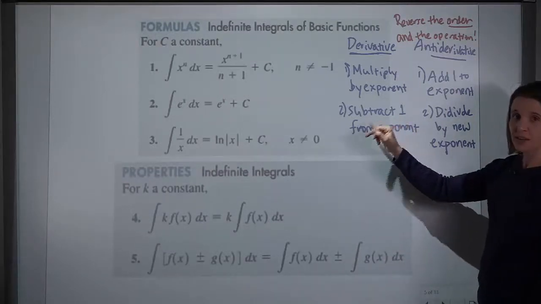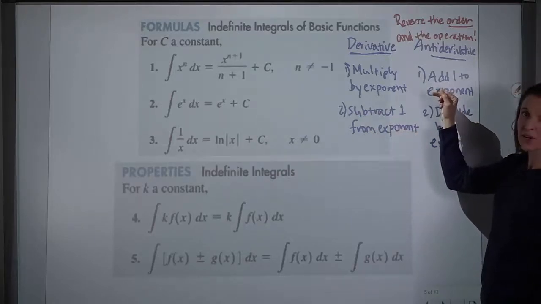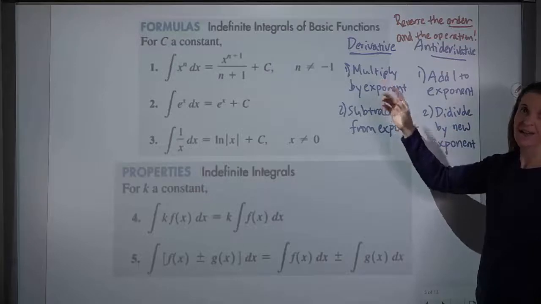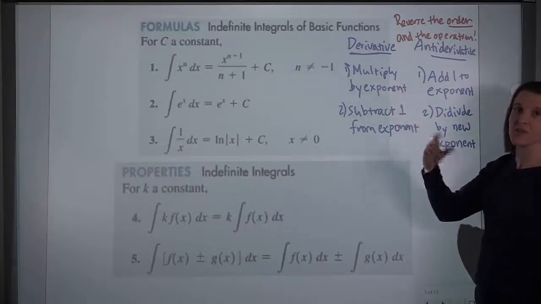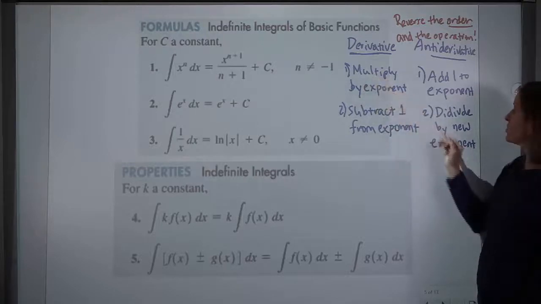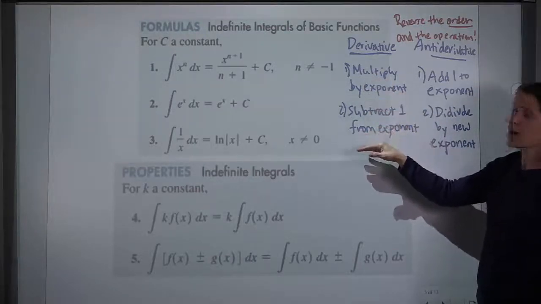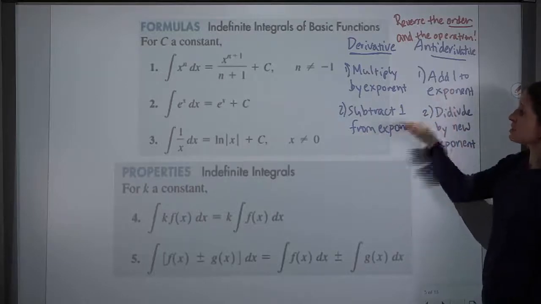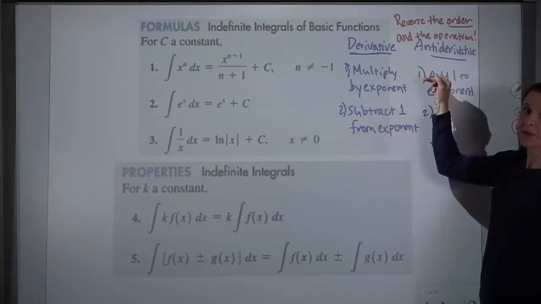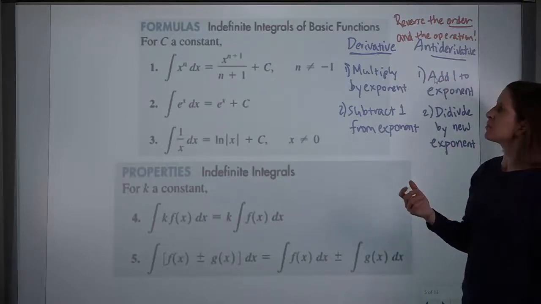And so instead of subtracting, we're going to add. So we're going to add 1 to the exponent first, then we'll backtrack and undo the other thing, the socks, right? And so instead of multiplying, we will divide. So it was multiply by the old power and subtract 1 from that power. Now we're going to start here and add 1 to the power first, then divide by that new power. So I hope that helps you remember it.